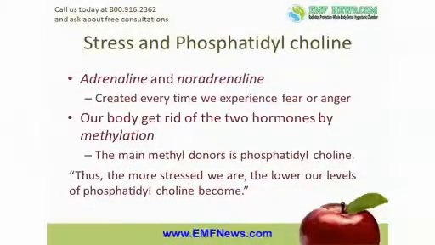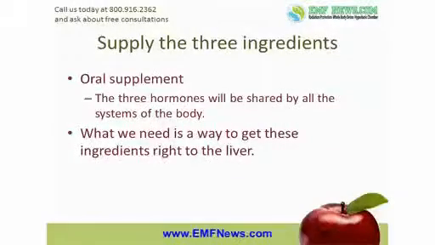Adrenaline and noradrenaline are 2 other examples. These 2 hormones are created every time we experience fear or anger. While they are useful in emergencies, if they stay in the body for more than a short time, they can cause terrible damage. Methylation is the pathway the body uses to get rid of both adrenaline and noradrenaline. One of the main methyl donors for the methylation pathway in the body is phosphatidylcholine. Thus, the more stressed we are, the lower our levels of phosphatidylcholine become. These are just 2 examples of how toxins, both internal and external, can cause us to become chronically deficient in glycine, taurine, and phosphatidylcholine. So, why not just take these 3 ingredients in an oral supplement?